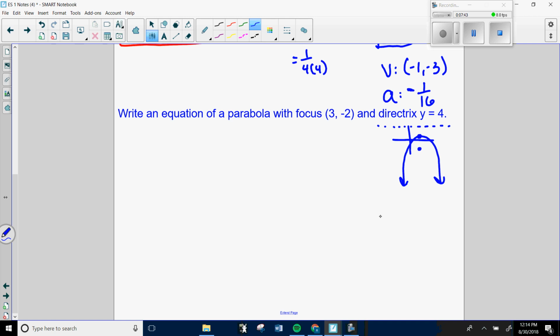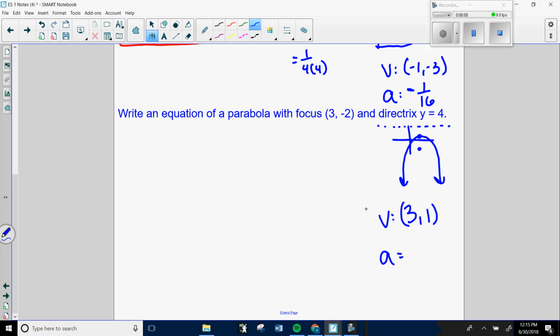Okay, so we have this. Now we've got to figure out my vertex. My vertex is going to be directly in between those. This is at 4. This is at -2. What is the middle of 4 and -2? Well, how far do you count up? It's a distance of 6. 4 to -2 is 6. The middle of 6 is 3, so I go up 3, which makes my vertex at the ordered pair 3, 1.